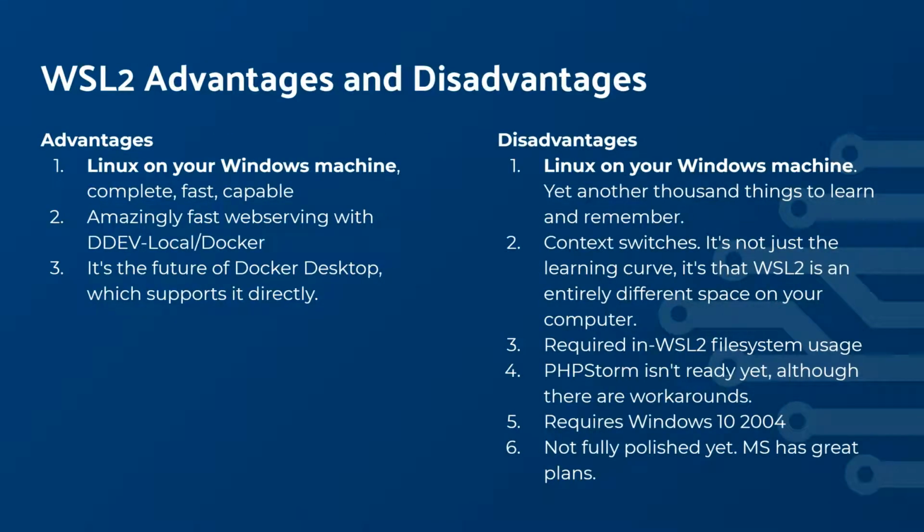Okay, so there are advantages and disadvantages of everything. In this case, you can see there are more disadvantages on the right, but the disadvantages are little and the advantages are really, really big. So don't get thrown off by the counts. The advantages: Linux on your Windows machine. It's complete, it's fast, it's capable. You see that number one on the disadvantages is the same thing, but number two, it's amazingly fast web serving with DDEV-Local and Docker. And it's the future of Docker Desktop, so it's going with the flow, we can say.